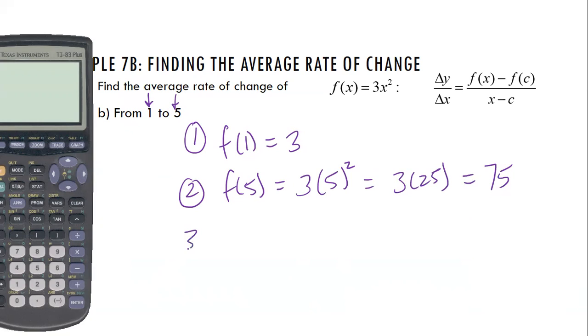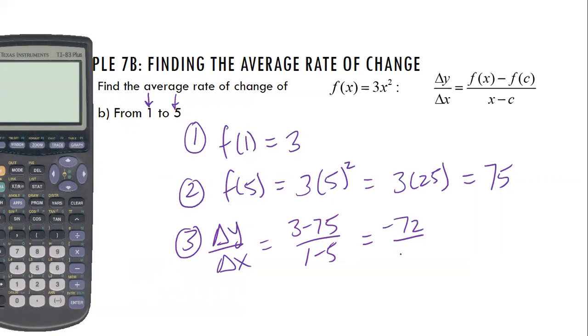Okay. Step 3 is to find your change in your y over the change in your x. So does it matter how I set it up? No, as long as they are vertically lined up. Does that make sense? So if I wrote 3 minus 75 over 1 minus 5, that is okay, right? That gives me negative 72 over negative 4. What's a negative divided by a negative? A positive. What is my rate of change?